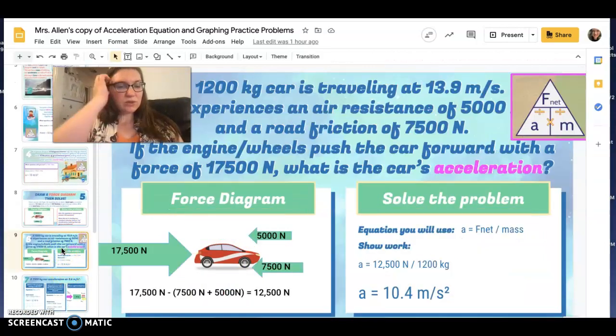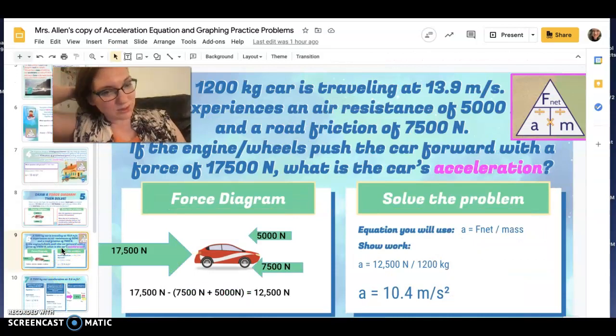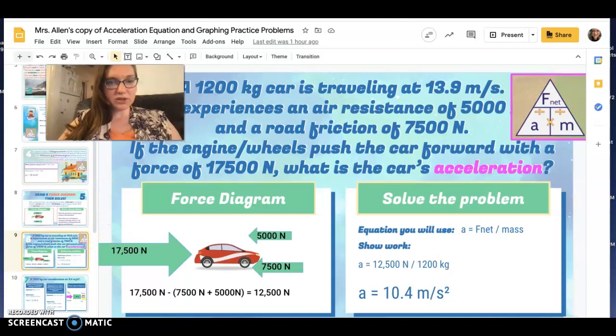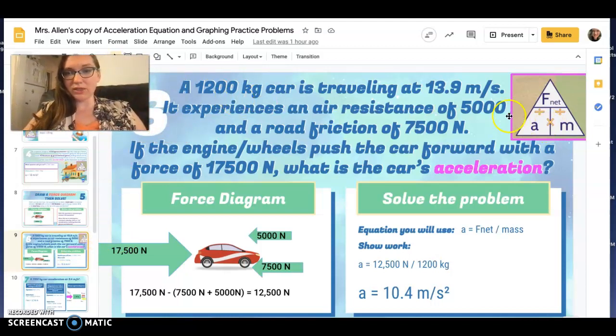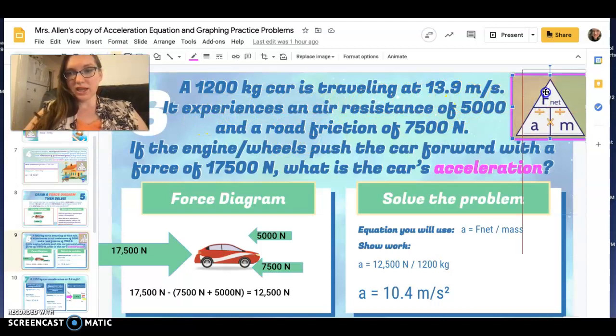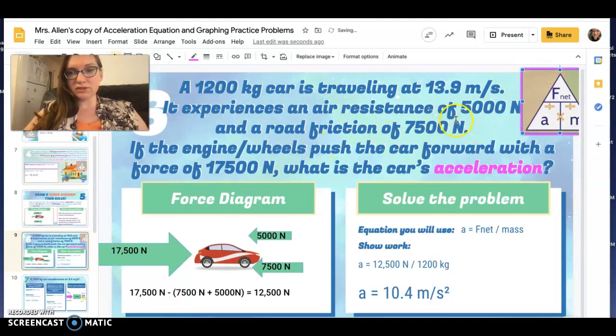Okay, last one, because I have another video that I made that goes through 7 through 10. A 1,200 kilogram car is traveling at 13.9 meters per second velocity. It experiences an air resistance of 5,000 newtons and a road friction of 7,500 newtons. If the engine and wheels push the car forward with a force of 17,500 newtons, what is the car's acceleration?